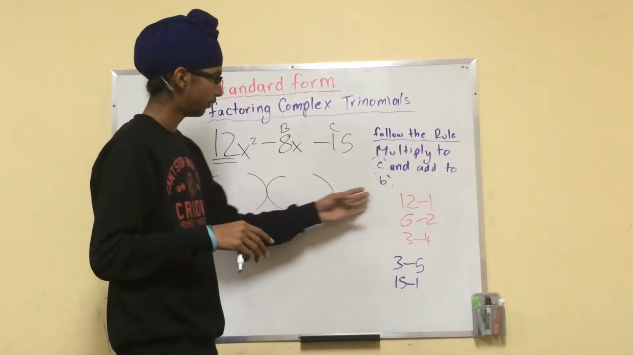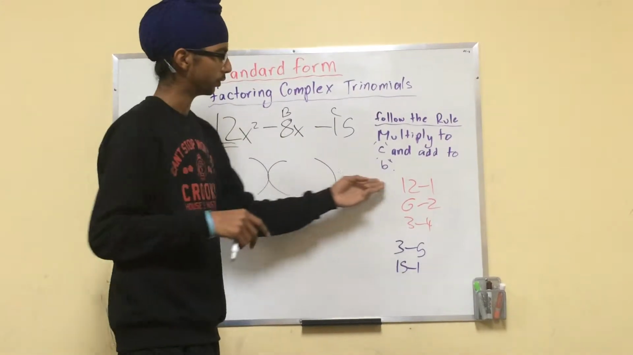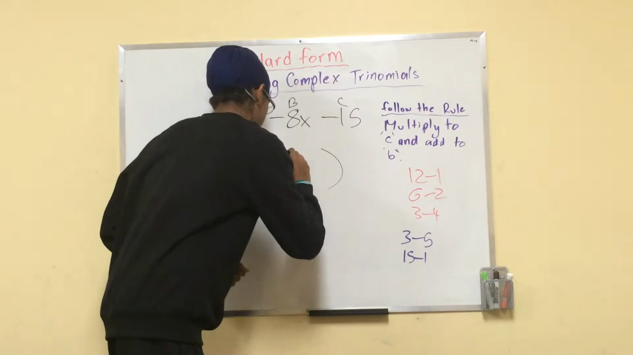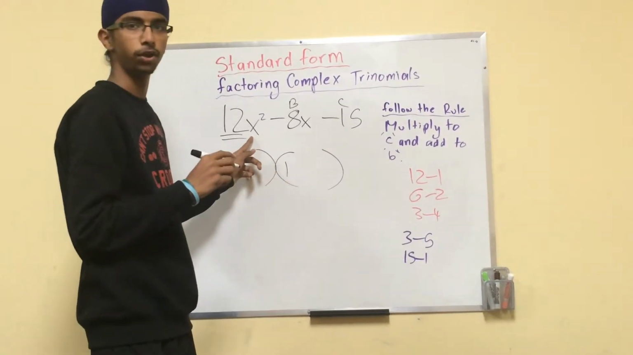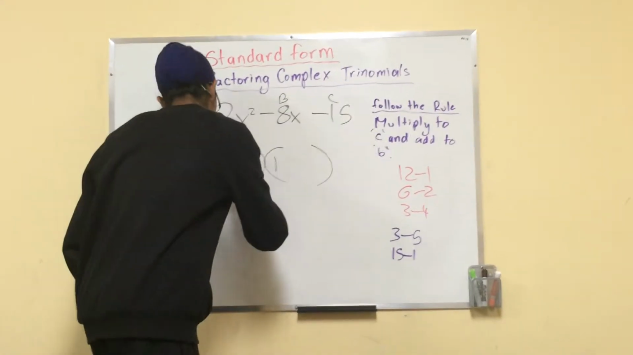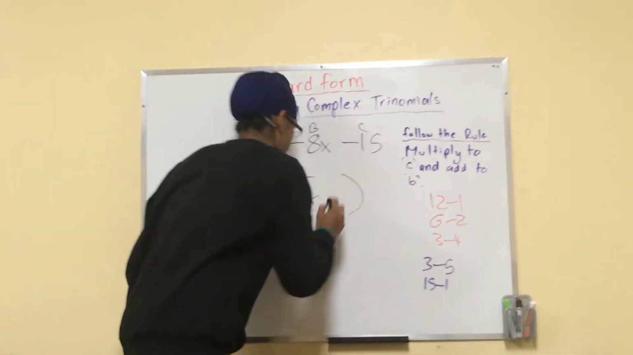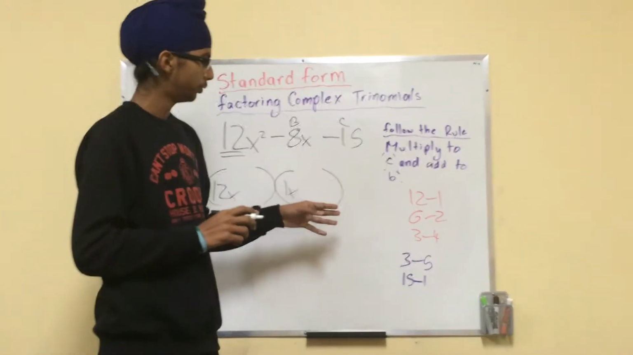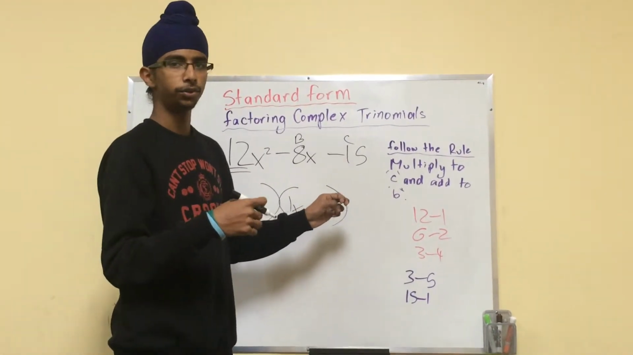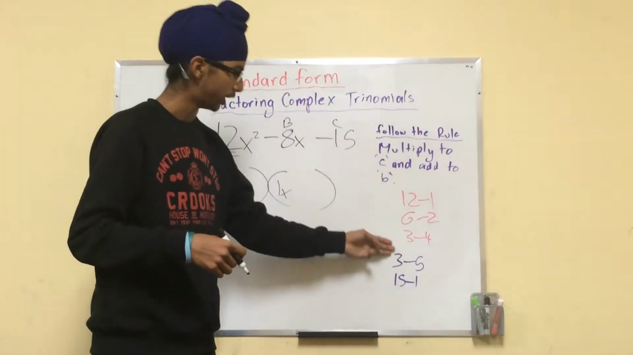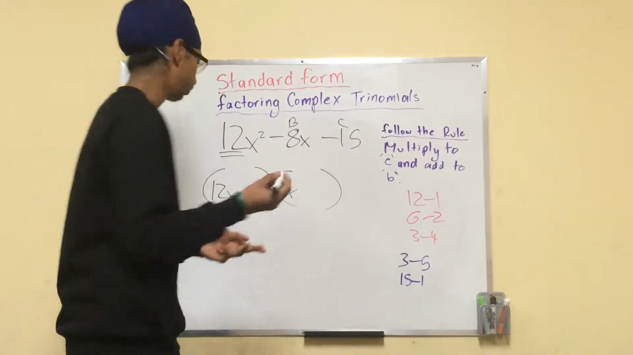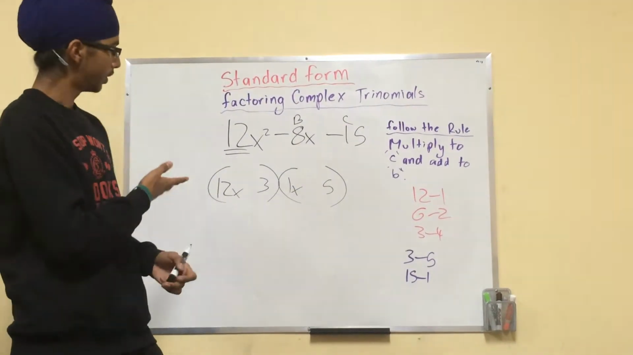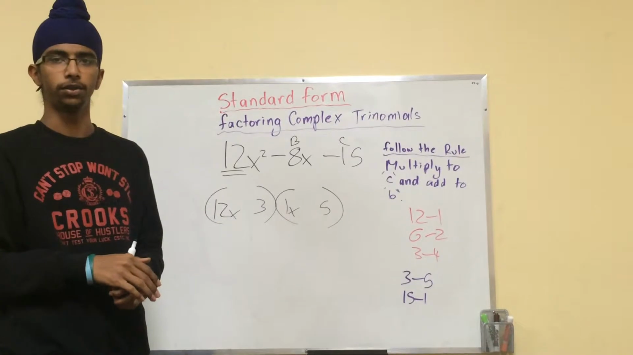Okay, so I already have the factors written down for 12. 12 and 1 is the first one, so let's start with 12 and 1. You need to remember that because it's 12x squared, we need to add an x. So 12x and 1x. Now we need to figure out two numbers that multiply to become 15, and I already have it prepared here. Let's start with 3 and 5.